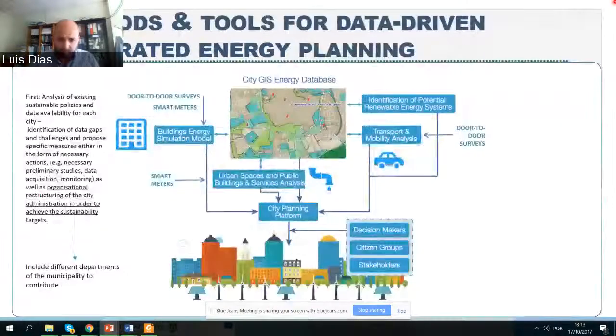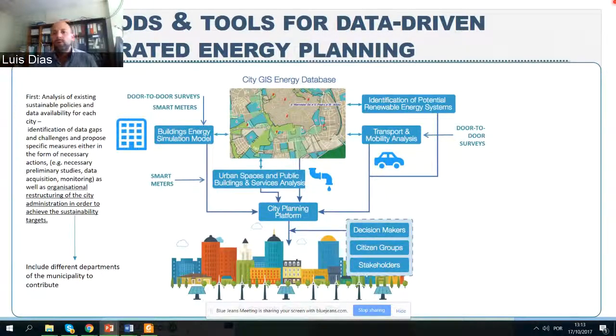So I will talk a little bit about this, because it's very important: the quality of the information that the models use is proportional to the quality of the data that is supplied. This is a framework of the projects that was also presented last week.